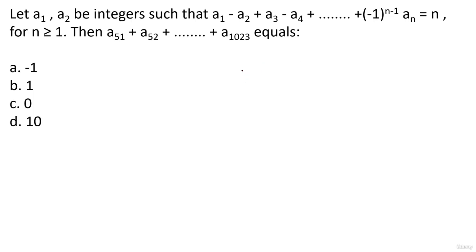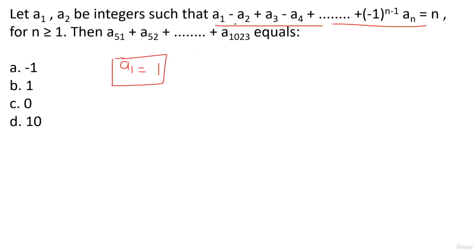All right. So guys, we first put n equal to 1 in this given equation. When you do that, you will have a1 is equal to (-1)^0 into a1, which is nothing but equal to n, which is 1. So a1 is equal to 1 here.